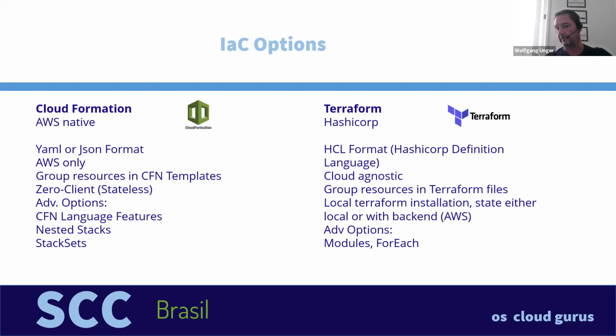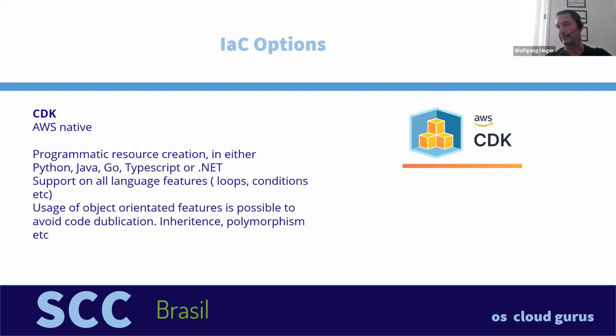If they differ, you might run into problems when people deploy from different versions. You have a couple of advanced options: modules, for each, loops, and quite some features, but still it is text-based. And there's also a CDK for Terraform, which offers quite more features, like the CDK we're going to look at next. But using Terraform in the classical way is, like CloudFormation, basically text-based.